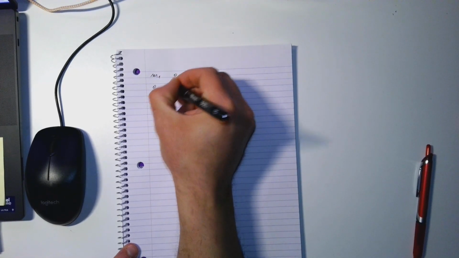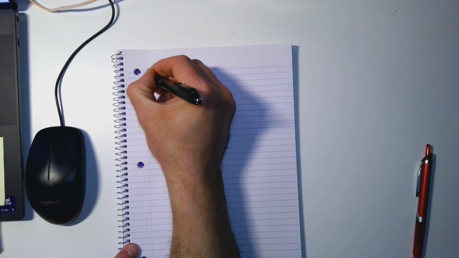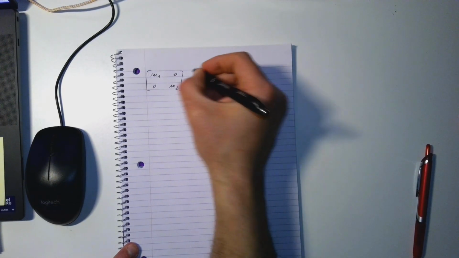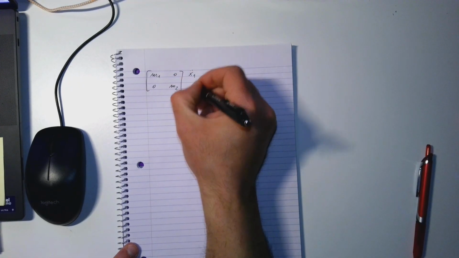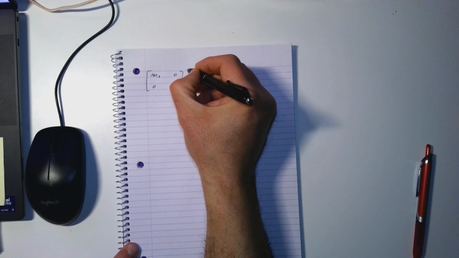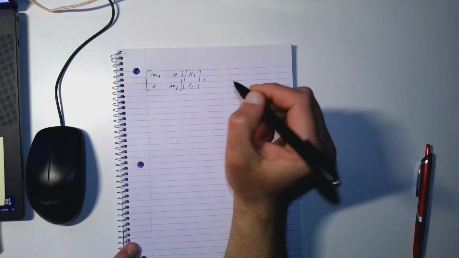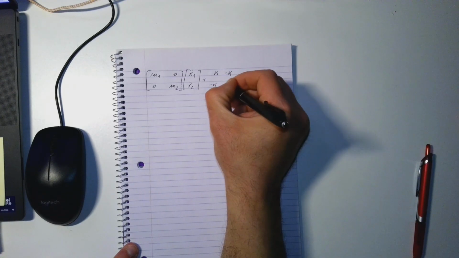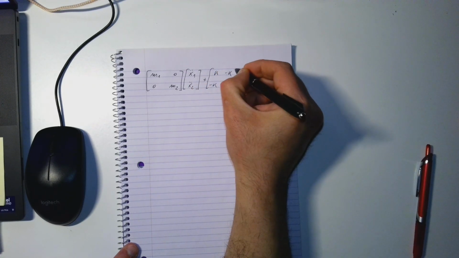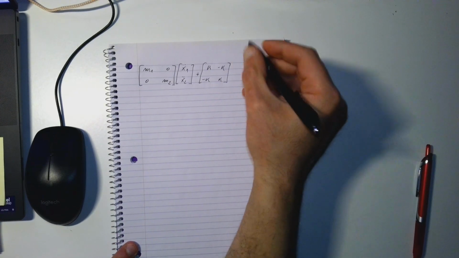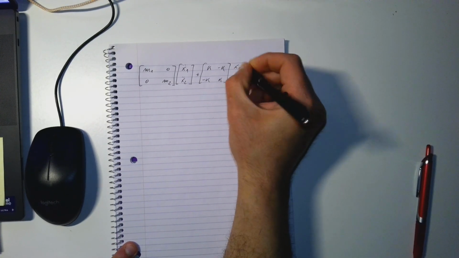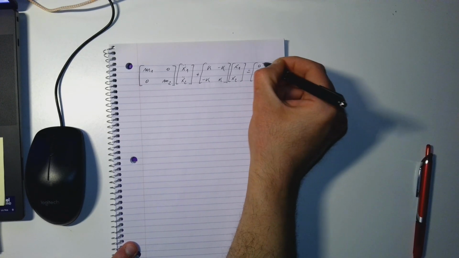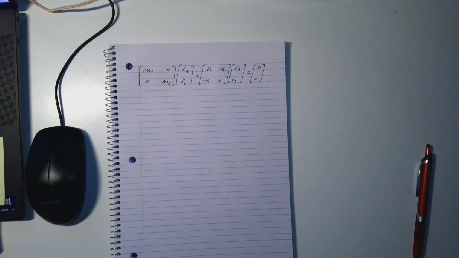M1, 0, 0, M2. So this is the mass matrix multiplied by the acceleration, x1 double dot, x2 double dot, plus the stiffness matrix, k, negative k, negative k, k. This multiplies the displacement vector, so x1 and x2, equal to 0 and 0. Make sense?